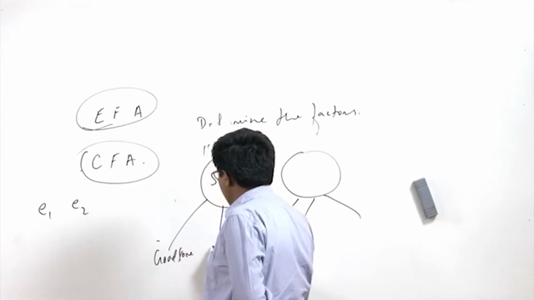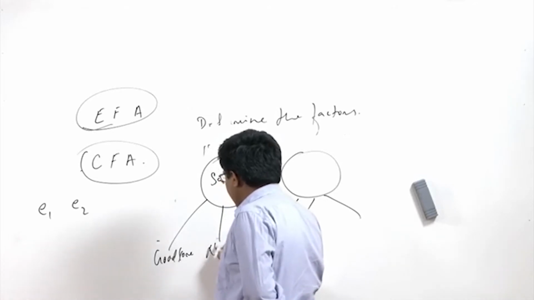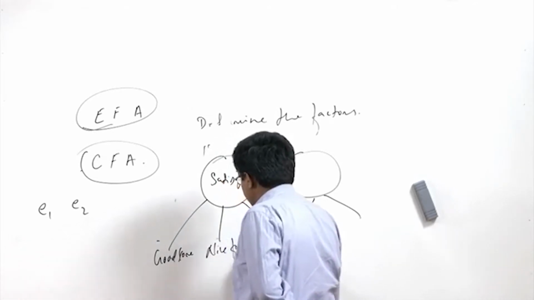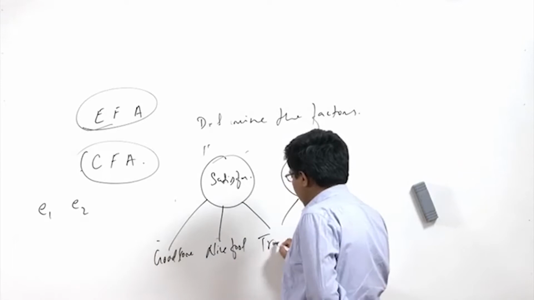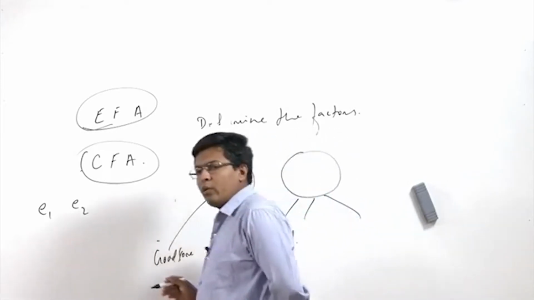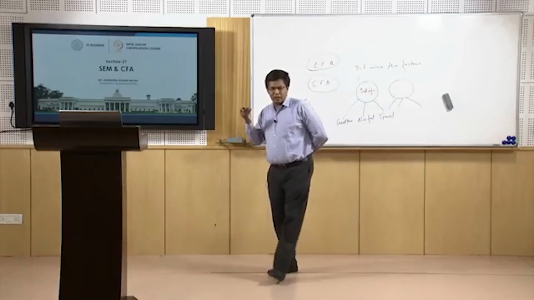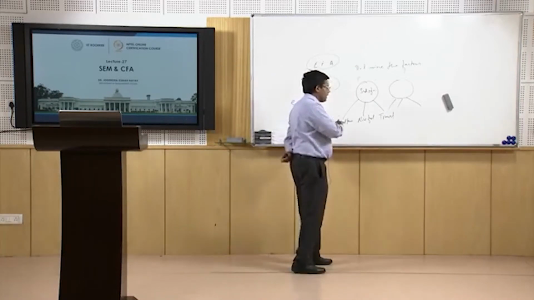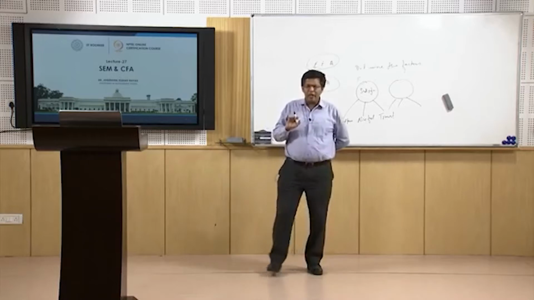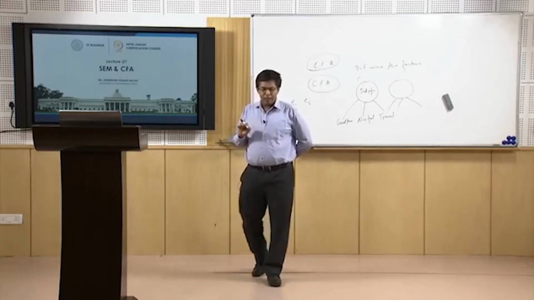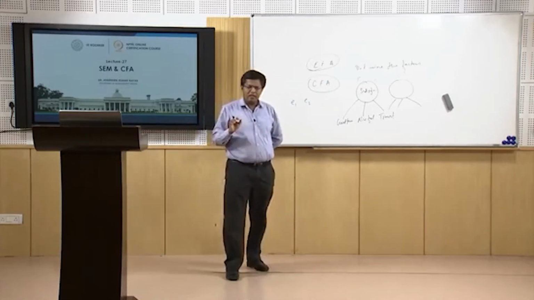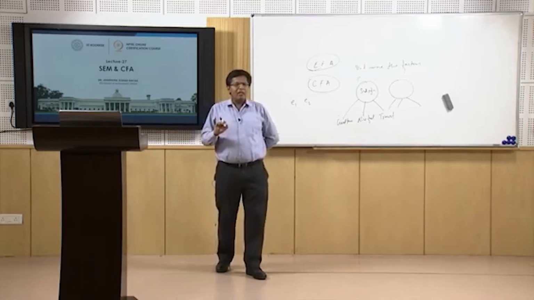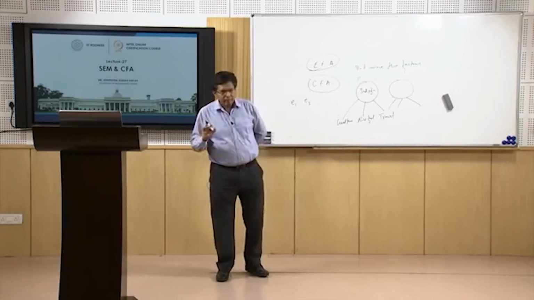So, satisfaction could be, let us say, by good score, nice food, tasty food, travel. These are leading to, let us say, satisfaction. Then I know that because this relationship exists, I am only doing one thing: I am trying to confirm that whatever I have thought as a researcher, my thought is correct, right.